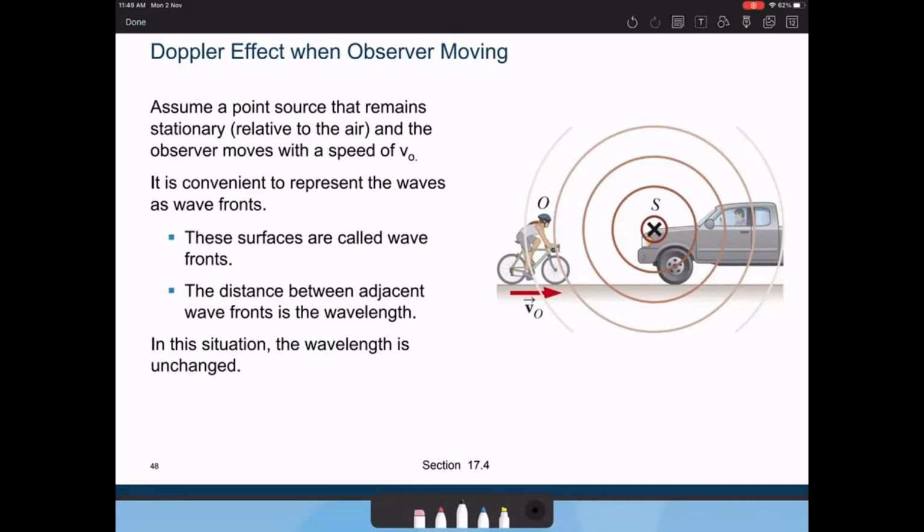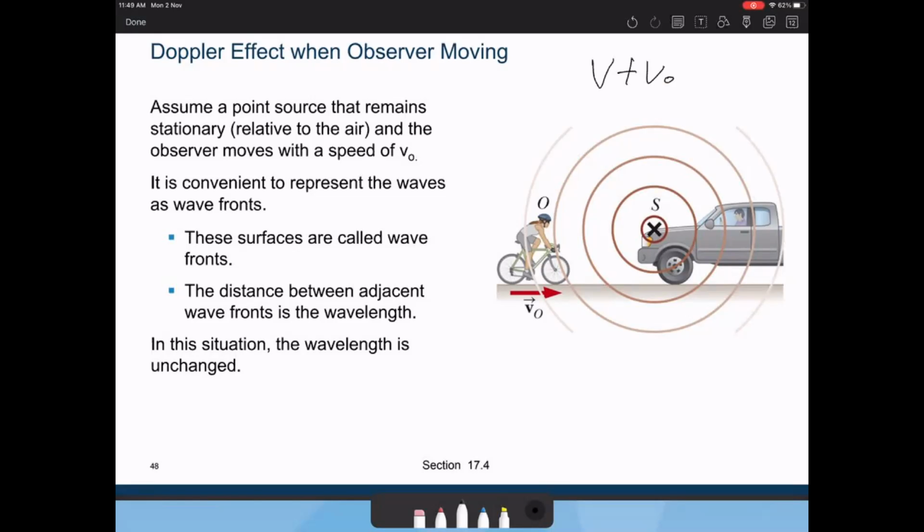On the other hand, if you have the observer moving, then the relative speed of the sound to the observer would be changed. If the observer is stationary, the speed of the sound should be V. But if the observer is moving towards the source, the apparent speed of the sound would become V plus V naught. It seems that the sound is traveling faster, if you like.